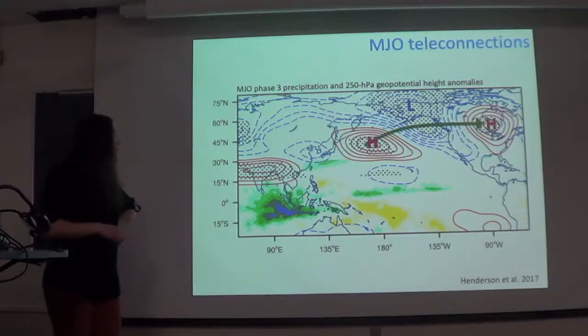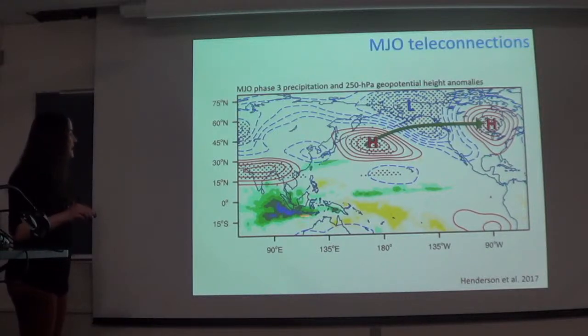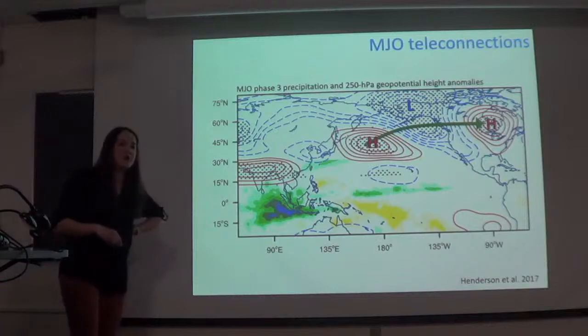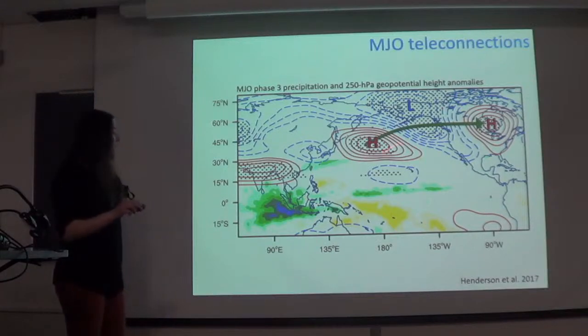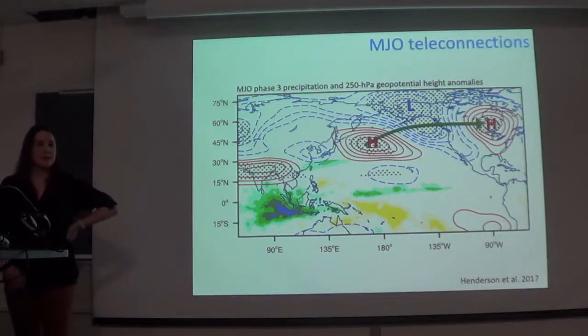Although what makes the MJO tricky is that it evolves. If you imagine the MJO is stationary and you just force it, this is what you would get, and that would just sit there. It would be a stationary Rossby wave. But because the MJO evolves and moves, it will change what the teleconnection pattern looks like.